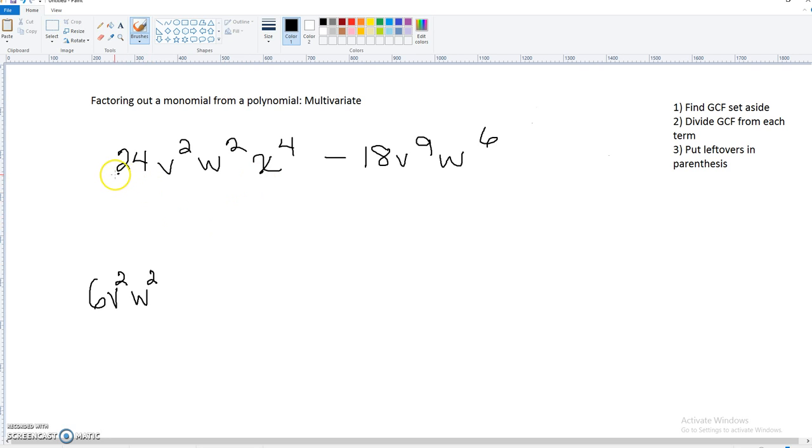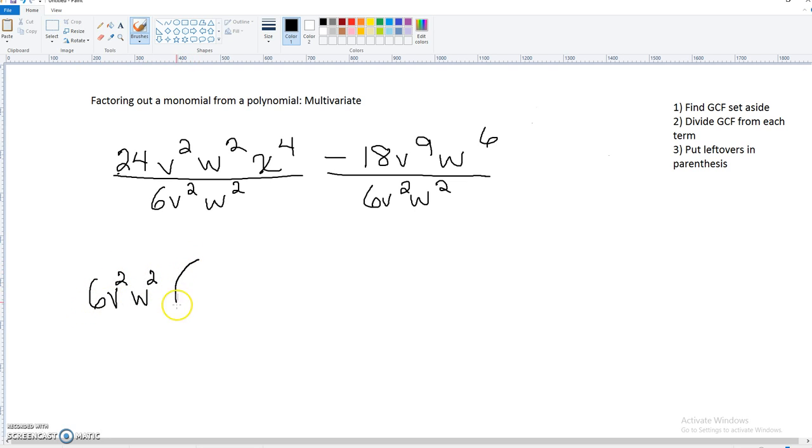So now that we've found the greatest common factor, we're going to divide the greatest common factor from each term. Notice I'm including the negative with this term. And here's where those rules of exponents still come into play. When we divide it, we set the greatest common factor aside. Let's say that this is our money from our savings account. We're taking that out, setting it aside. So whatever's left over, we're going to put inside a set of parentheses.